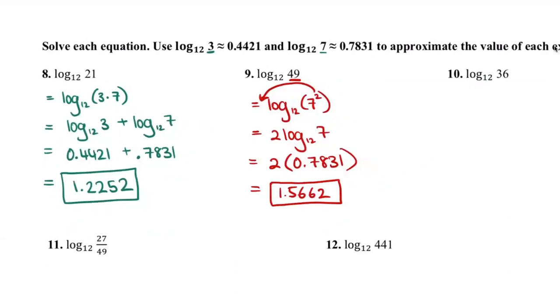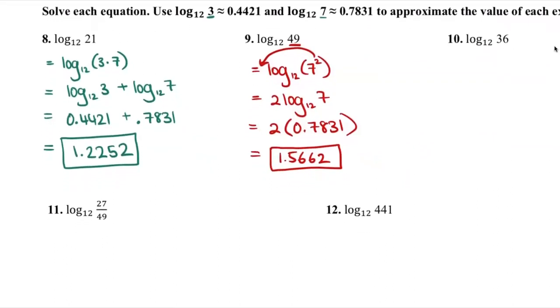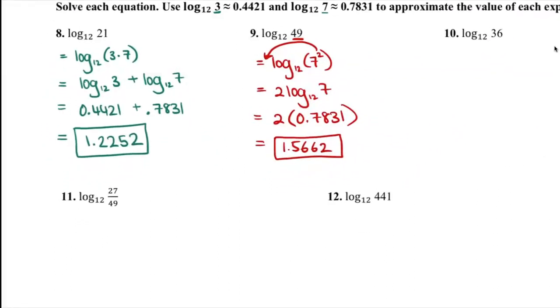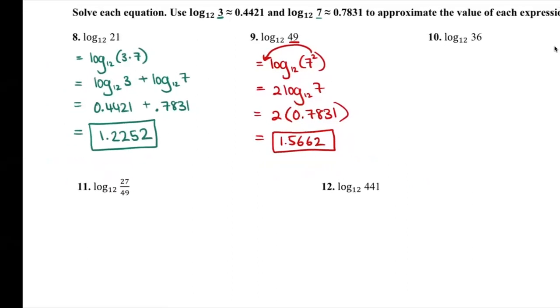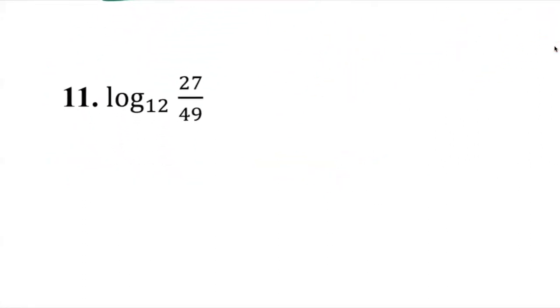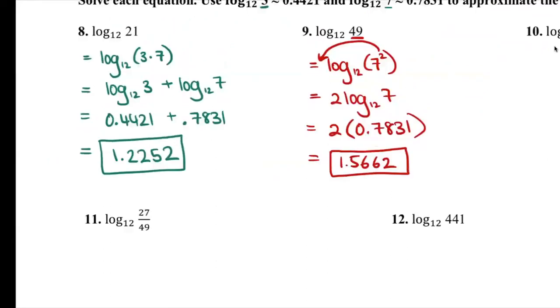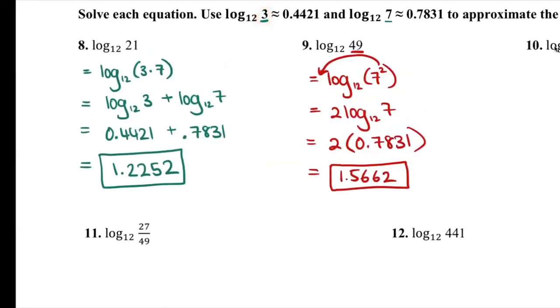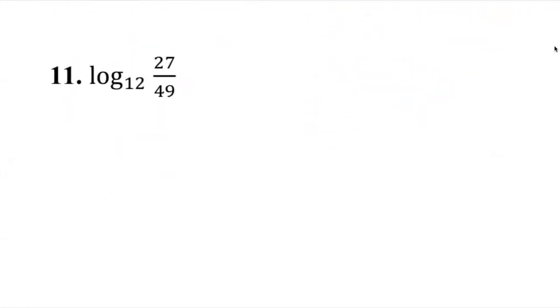Okay. I'm going to save number 3. Number 3 is a little bit of a challenge, so I'm going to save that one for a little bit later, give you a chance at it first. Number 11. I can see I still have that 49, and I have that 27 up top, which is going to be my 3 cubed. All right, so let me rewrite this one. So log base 12, this will be 3 cubed over 7 squared.